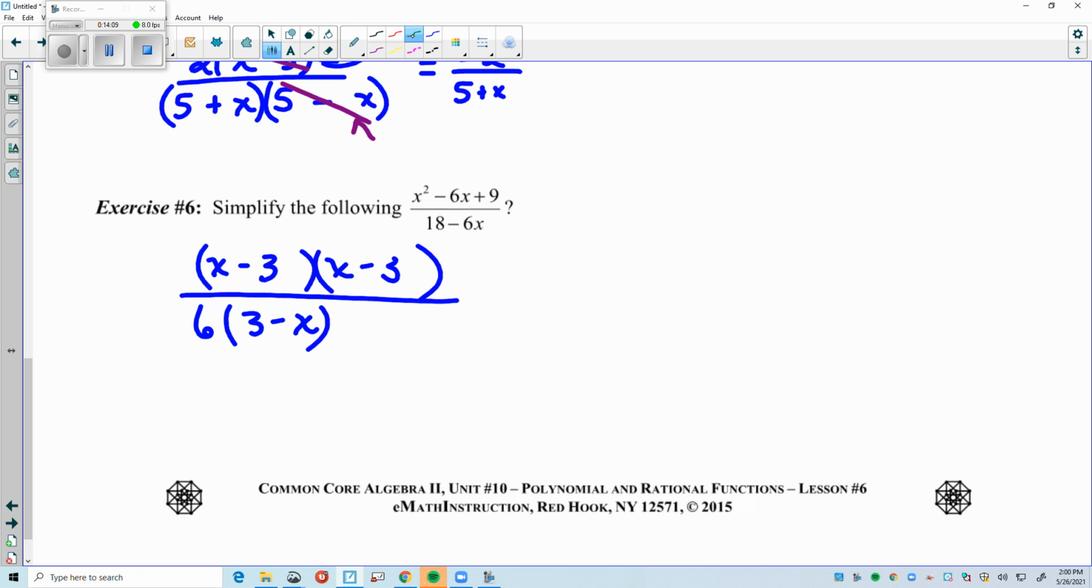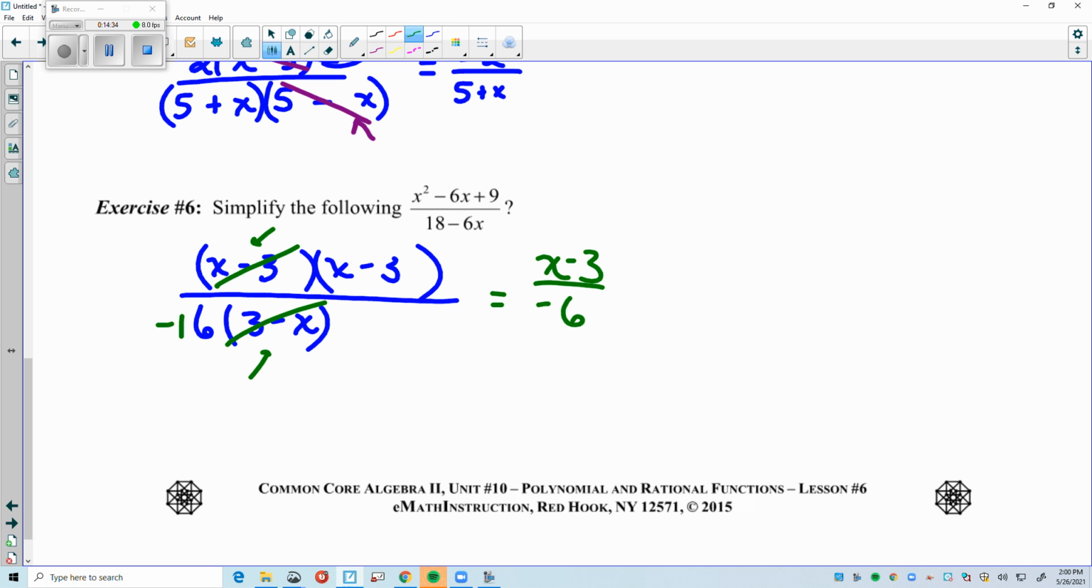Okay, so again, I'm looking at this factor and this factor, and they look really similar. It's just they are negations of each other. They're opposites. Okay, so again, I'm going to put that negative 1 in one location. It doesn't matter whether it goes to the top or the bottom. Let me show you on the bottom this time. Okay, so what do we get here? So we get a final answer. I have x minus 3 on top and a negative 6 on the bottom.